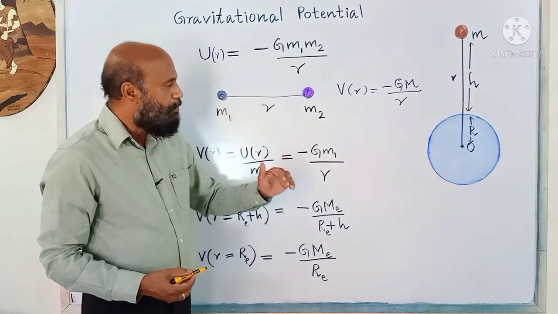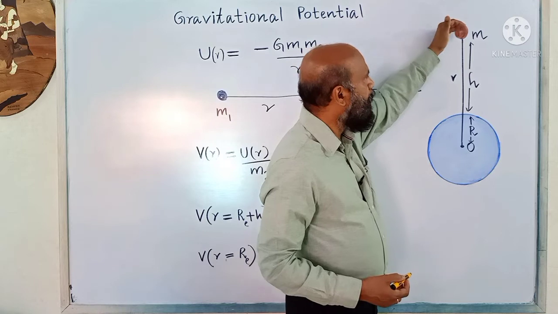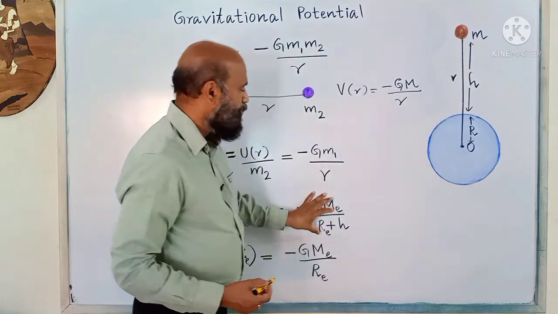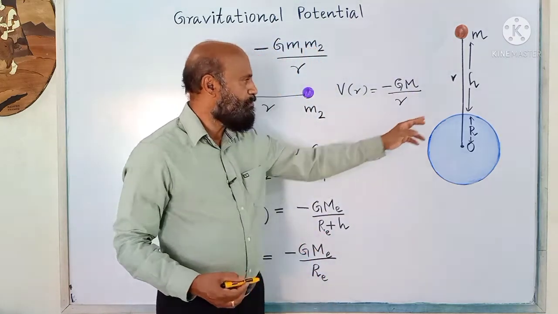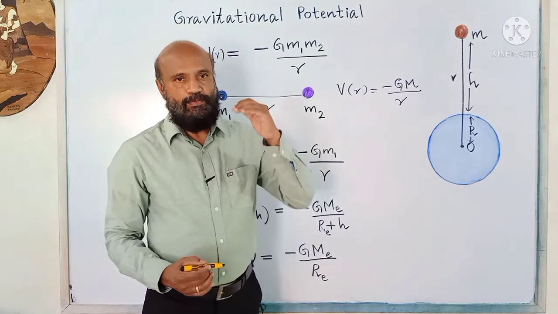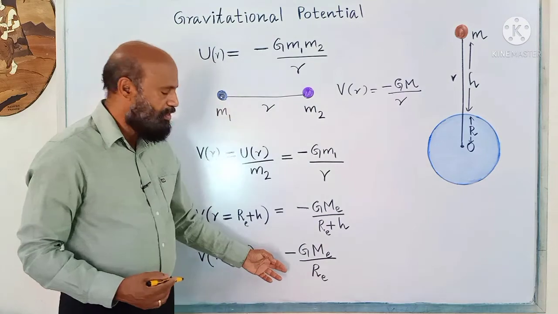So a body will be moving from a higher place to lower. So here gravitational potential is more than on the surface. So a body will move from a point where gravitational potential is more to a point where gravitational potential is less.